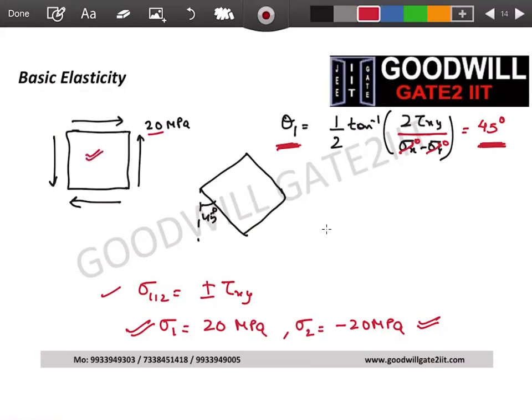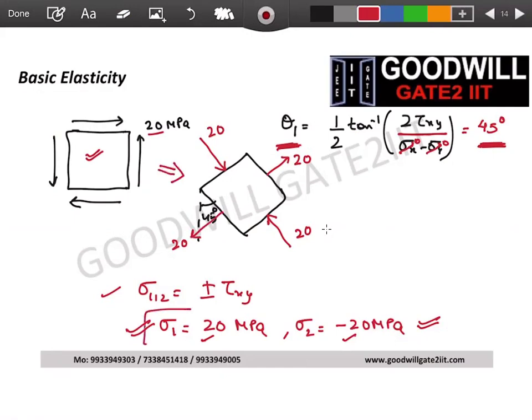Here, it is pure shear. But if you rotate it by 45 degrees, you will have normal stress acting like this. You will have another normal stress acting like this, which is compressive. You see, one is plus 20, another one is minus 20. And that's how the system looks like.